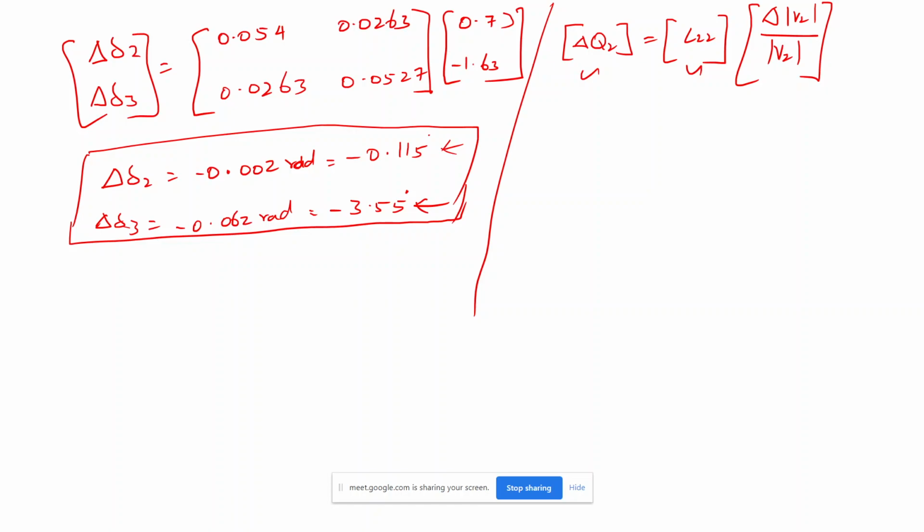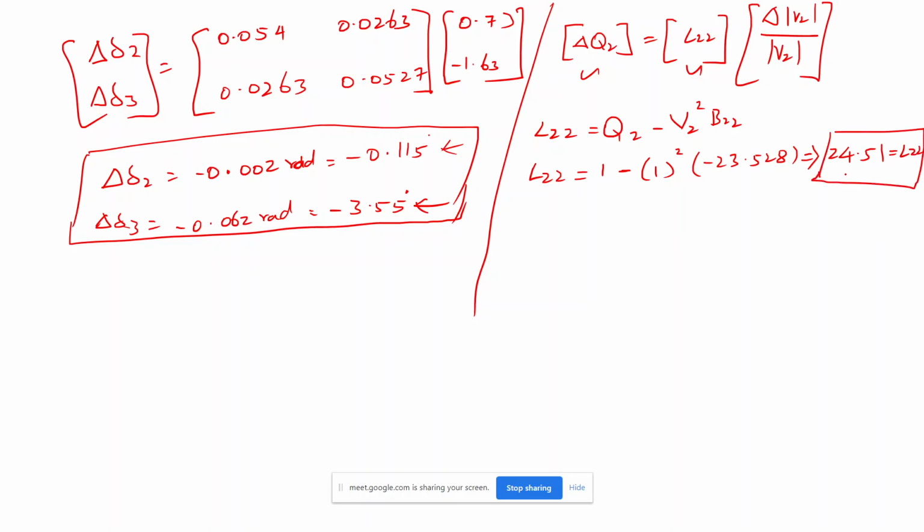So if that is the case, I will find out first L22. L22 is nothing but Q2 minus V2 square B22. What is the difference of H22 and L22? In H22 I got minus, here I didn't get minus. So directly I can take L22 is equal to 1 minus 1 square, and then B22 is nothing but 23.528, and then finally I will get the value of 24.51. So this is my L22 value.